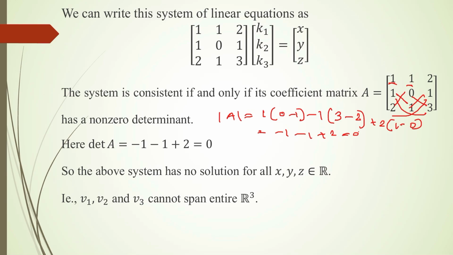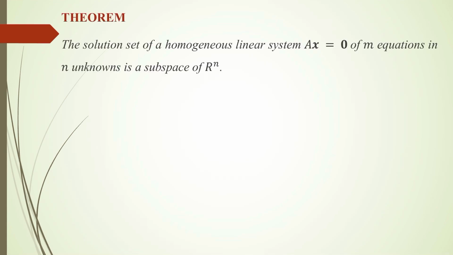So what we have is a system of linear equations. Suppose this x, y and z are 0, then we say that that system is a homogeneous system. If all the constants are 0, then that system is a homogeneous system. The next theorem says that the solution set of a homogeneous linear system Ax equal to 0 of m equations in n unknowns is a subspace of Rn.